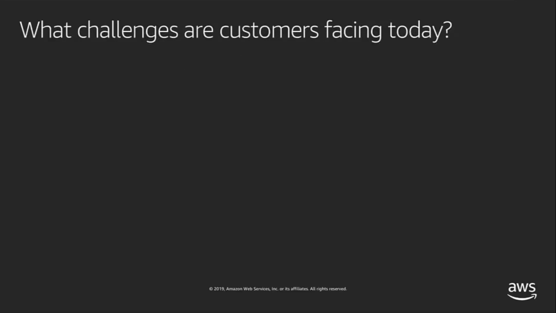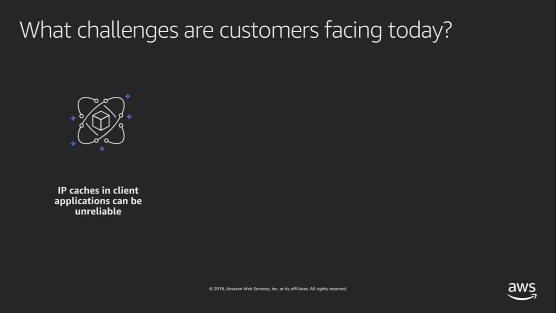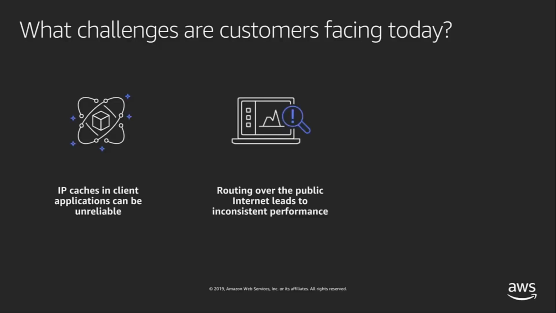So some of the challenges that we observe AWS customers having, and that led us to build Global Accelerator, are, first, that IP caches in client applications can be unreliable. The second is that routing over the public internet can lead to inconsistent performance. So you may have spikes in latency and availability drops based on internet weather events around the world.